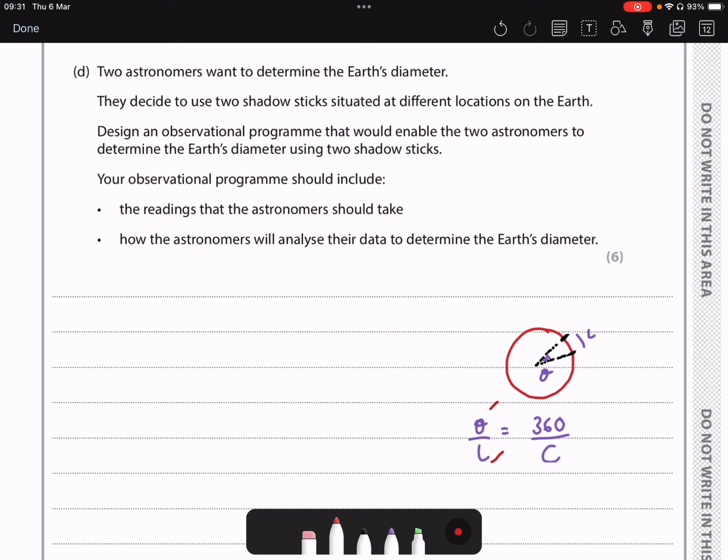So how do we measure L? We have to get people to walk, like pace it out. Walk, pace it, some way of measuring the distance between the two cities.